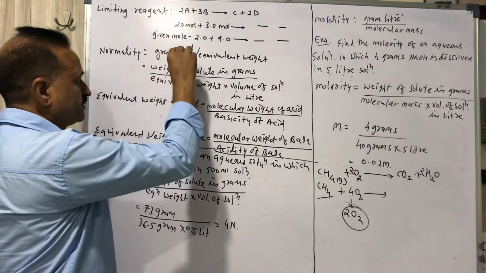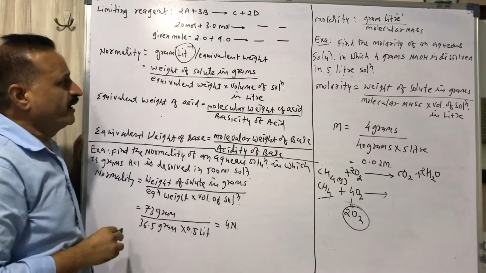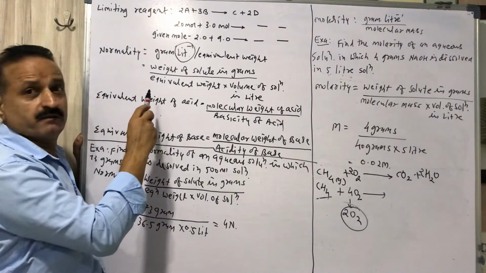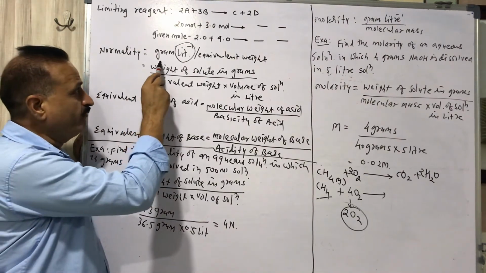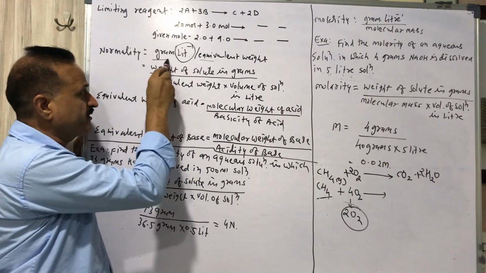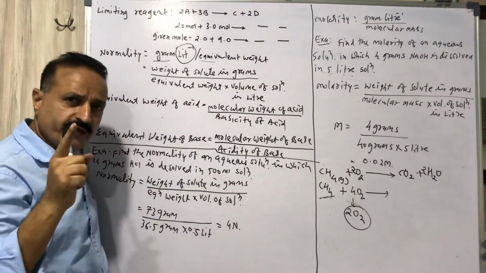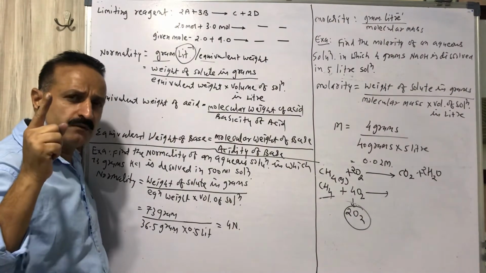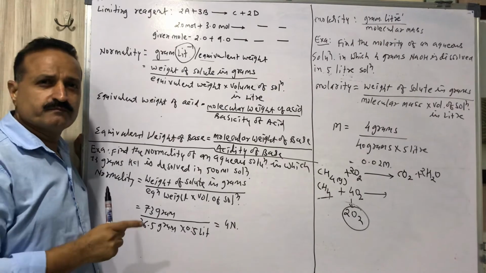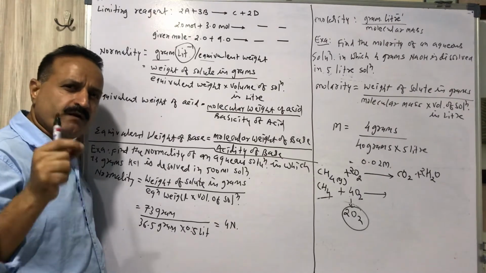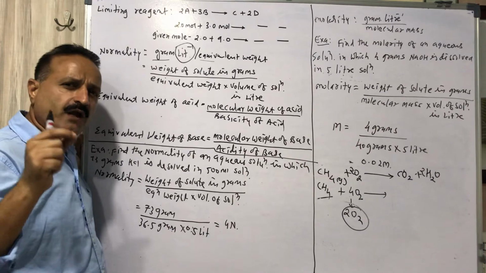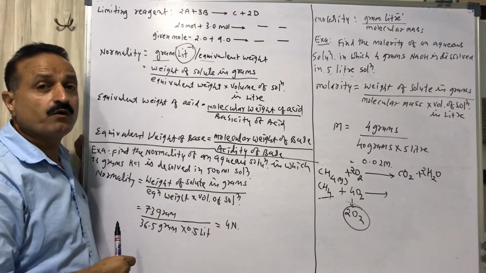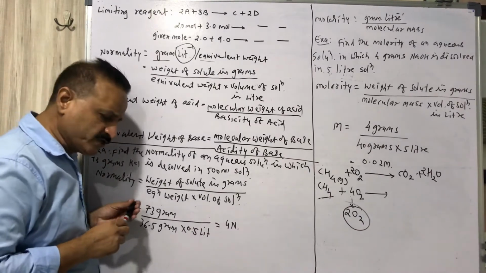One liter of solution prepared by the equivalent weight of the substance in grams. One liter of solution is prepared by the equivalent weight in grams of the substance. That is the normality. An example is also given.